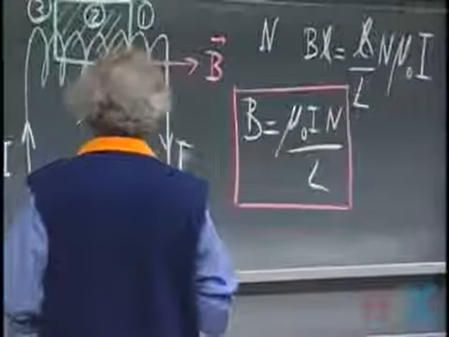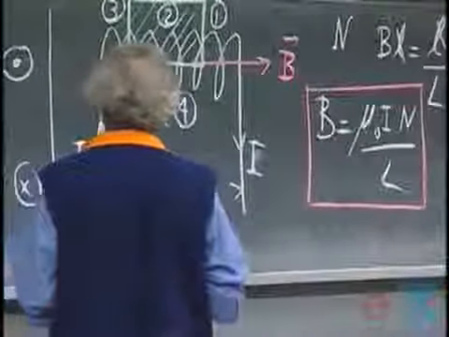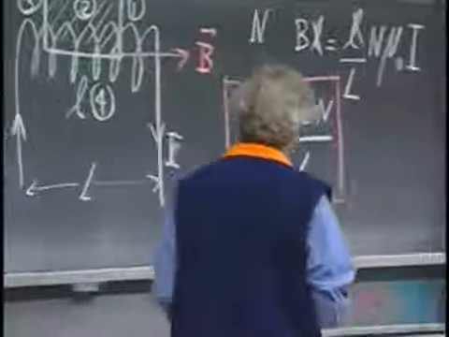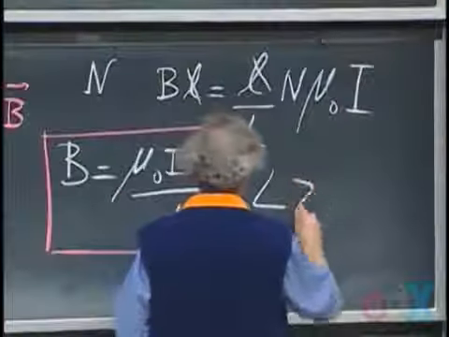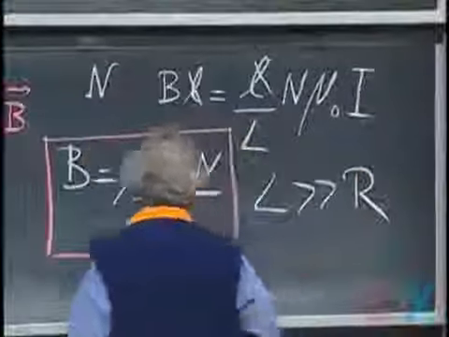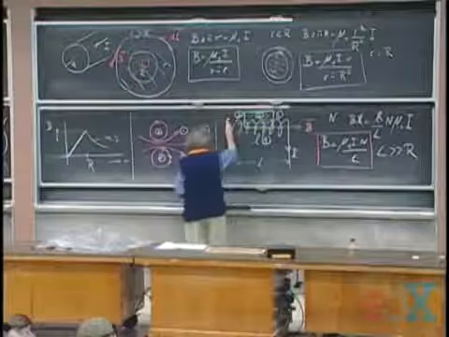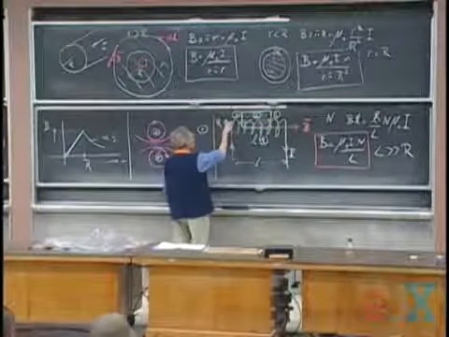And this actually is a very good approximation as long as L, the length of the solenoid, is substantially larger than the radius of the solenoid. The radius would be the radius of these loops.